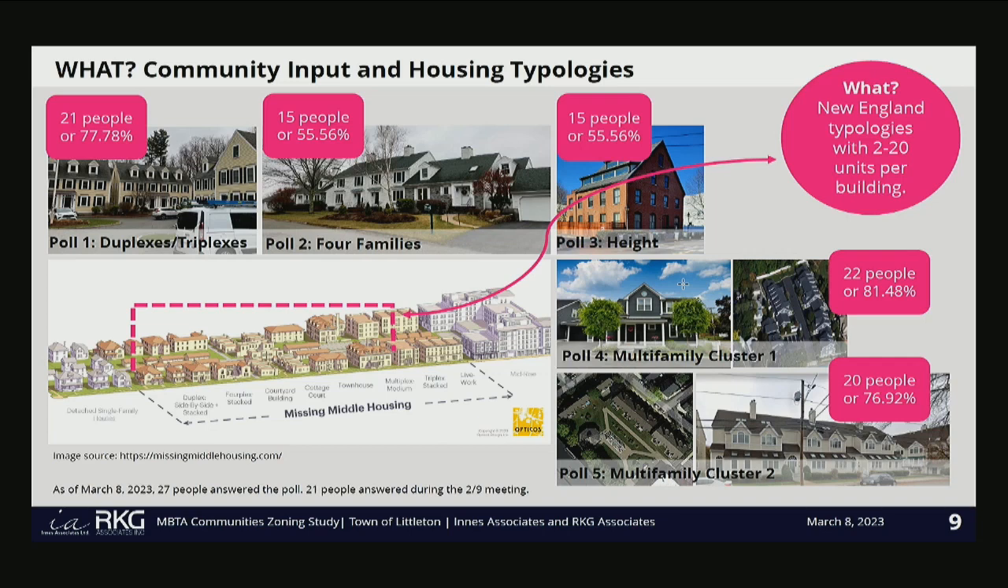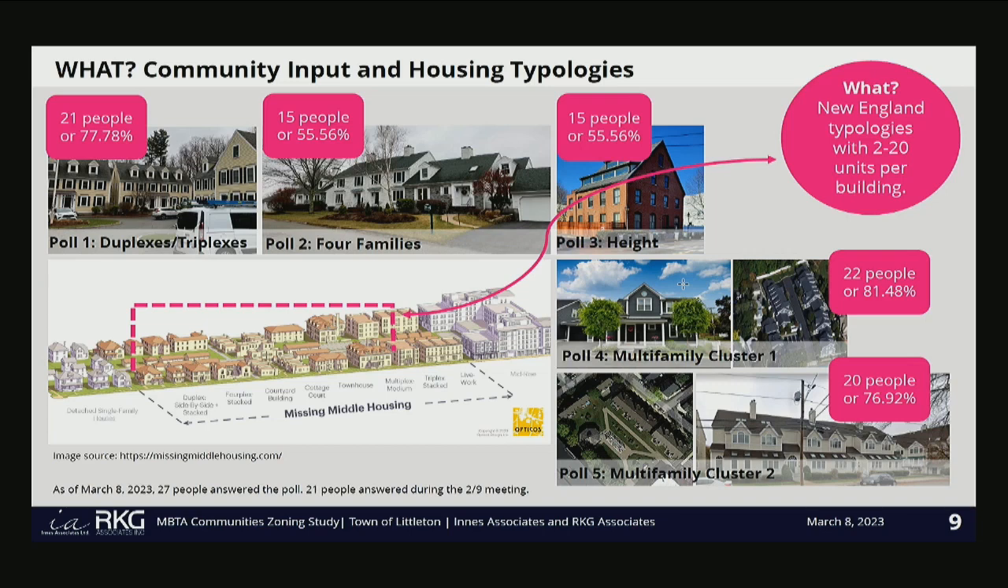We'll talk about that a little bit more later, so you can see the height that was preferred. And then we talked about 2 different ways of clustering building types. So clustering 3 families or 4 families, clustering townhouses.